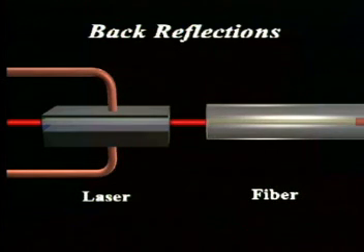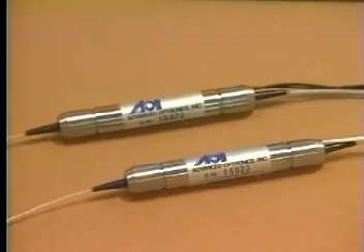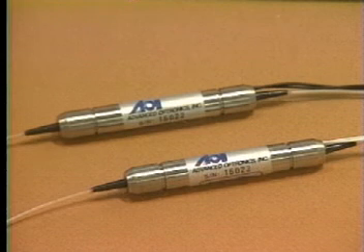Back reflections generated in fiber systems can find their way back into the laser cavity, disrupting the stimulated emission process. To prevent back reflections from causing transmission errors, an optical isolator should be inserted between the laser and the fiber system.